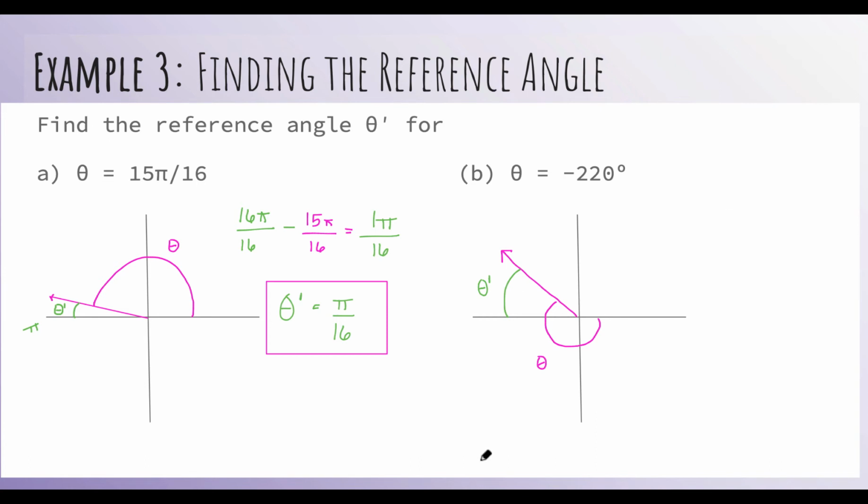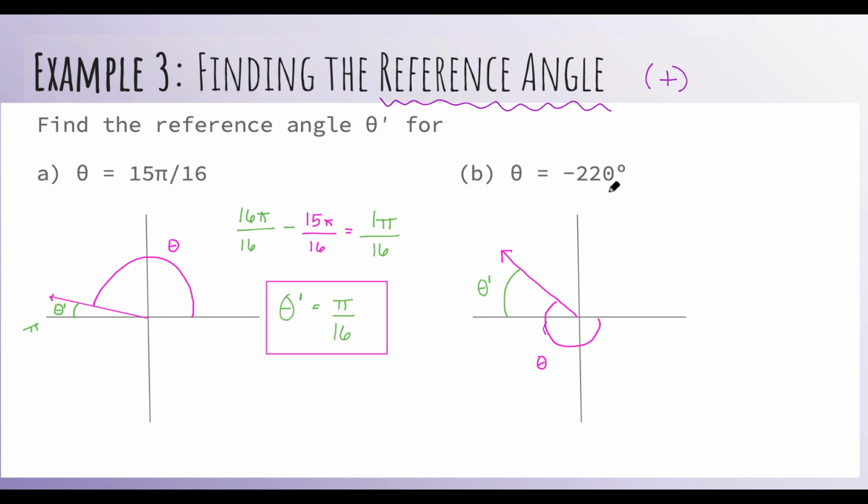So in order to get our reference angle, it's important to note that a reference angle will always be a positive angle measure. Since we have a negative angle for theta here, you could consider this just as a positive angle, right? If this is 220, you could subtract off 180, and that'll give you theta prime as 40. Another way to think about it is to think of a positive coterminal angle for theta.